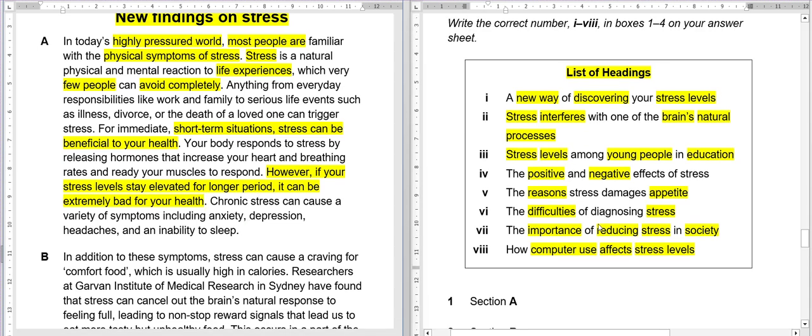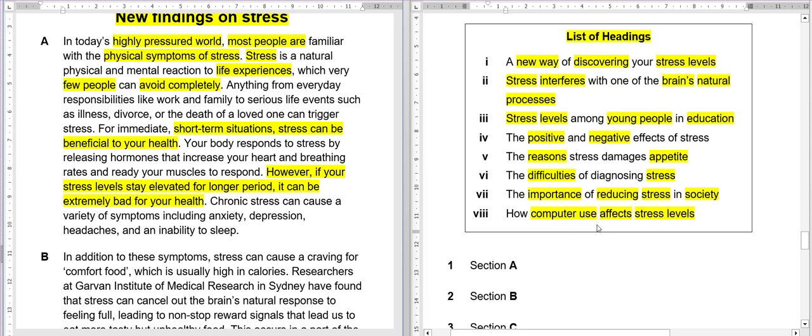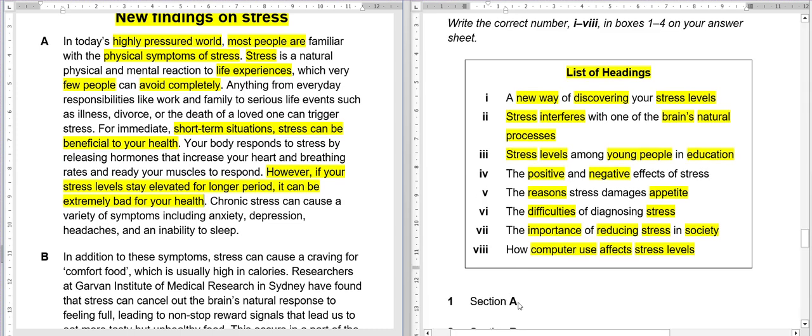Now, for every question, I forgot to tell you, you will get around 10 seconds to give me the answer. So your 10 seconds for question number one, section A, starts now.